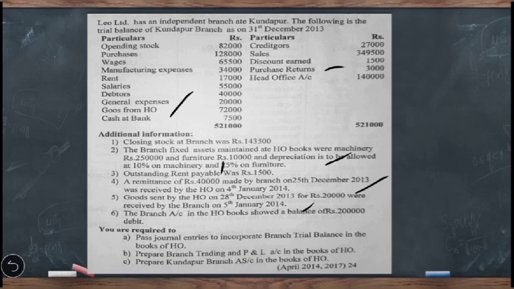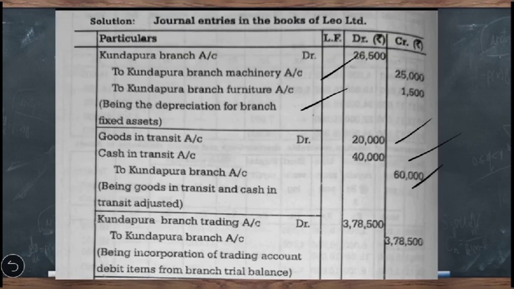Now what is the entry we have to write? The entry will be branch trading account debit to branch account. I will show you the entry. Kundapur branch trading account debit to Kundapur branch account. In the narration, you can write all these items and the total debit will be 3,78,500.